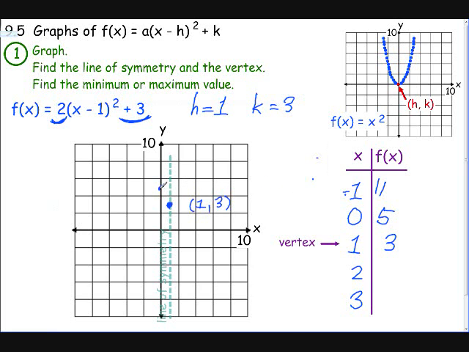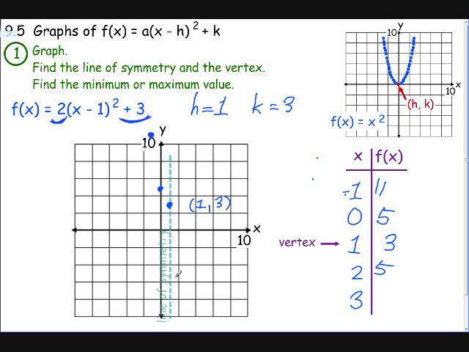By 2 grid. And then when x is -1, which is right here, y is 11. Right up here. Let's try putting in a 2. 2 minus 1 gives me a 1. Squared is still a 1 times 2. 2 plus 3, 5. I knew that anyway, didn't I?